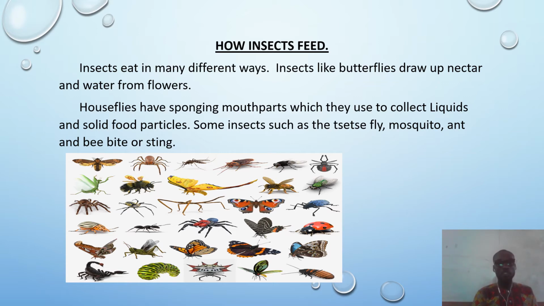Houseflies have spongy mouthparts, which they use to collect liquids and solid food particles. Some insects such as the churchfly, mosquito, ant, and then the bee bite or sting.